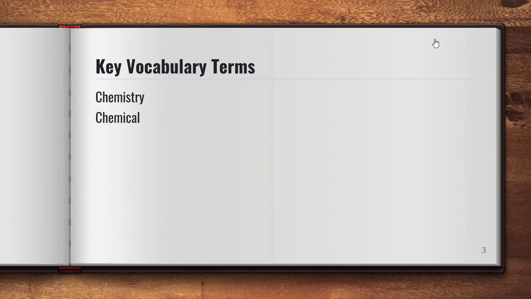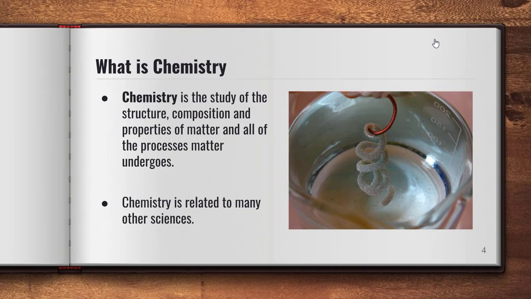You've got a couple key vocabulary terms here, just the terms chemistry and chemical. So we're going to start off pretty easy on you guys. Chemistry itself is simply the study of the structure, composition, and properties of matter, and all those processes that matter undergoes. Now keep in mind, matter is everything. This water bottle is matter, my cell phone is matter, this cup of corn that I was eating, yes, I eat corn, are made up of chemicals, they're made up of matter. And chemistry is the study of that.